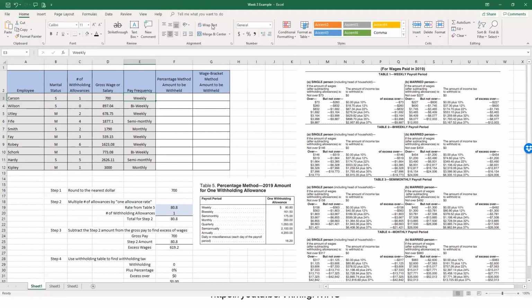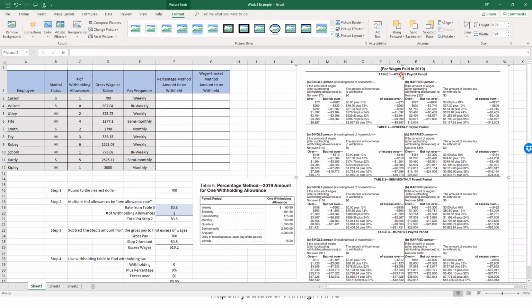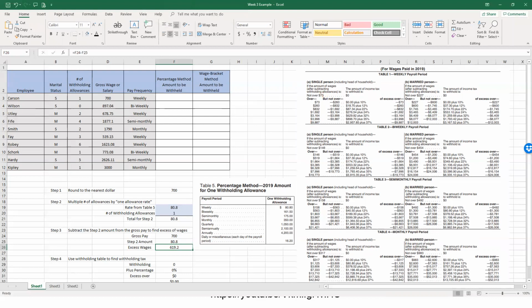So up here at the top, you can see here that this person is paid weekly, and we're going to use the single side of the chart over here because this is a single person. So the way this works is on this left side here is where those excess wages are. Okay, so we're going to look in this chart to find those excess wages. So we have $619.20 of excess wages.